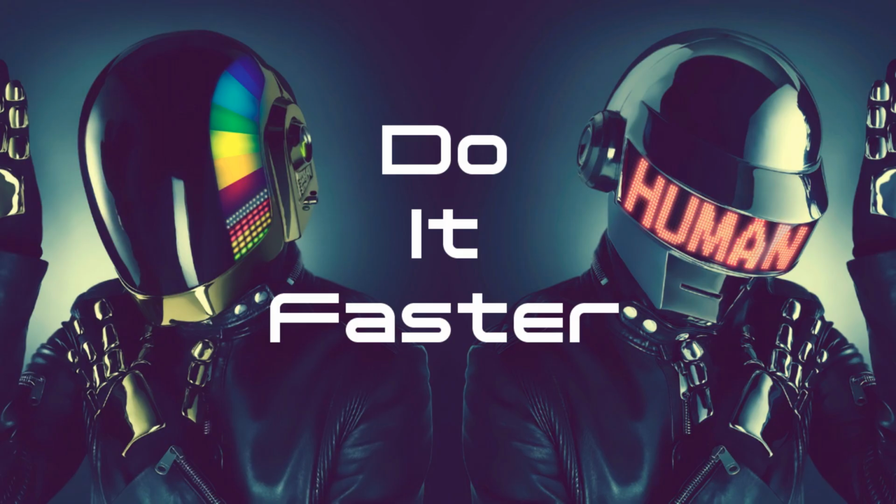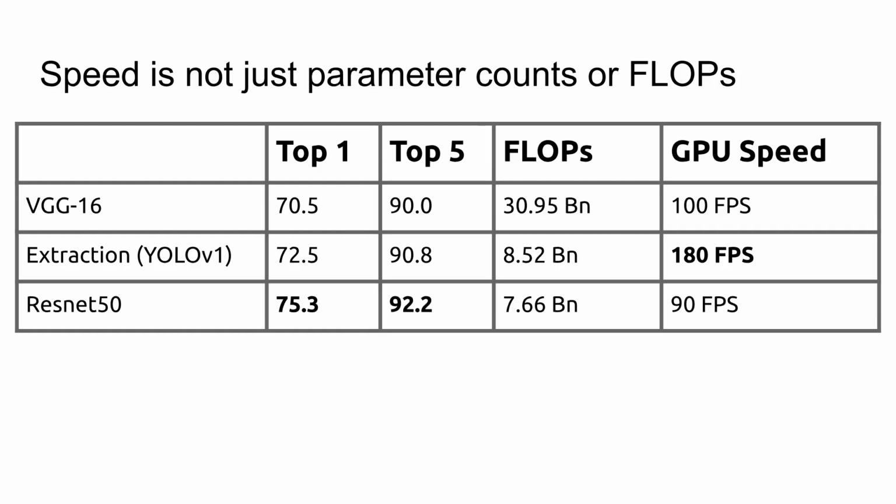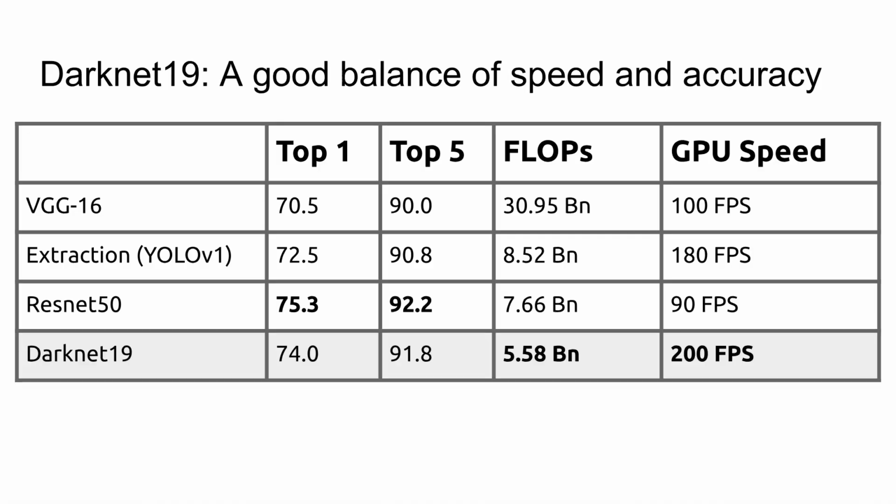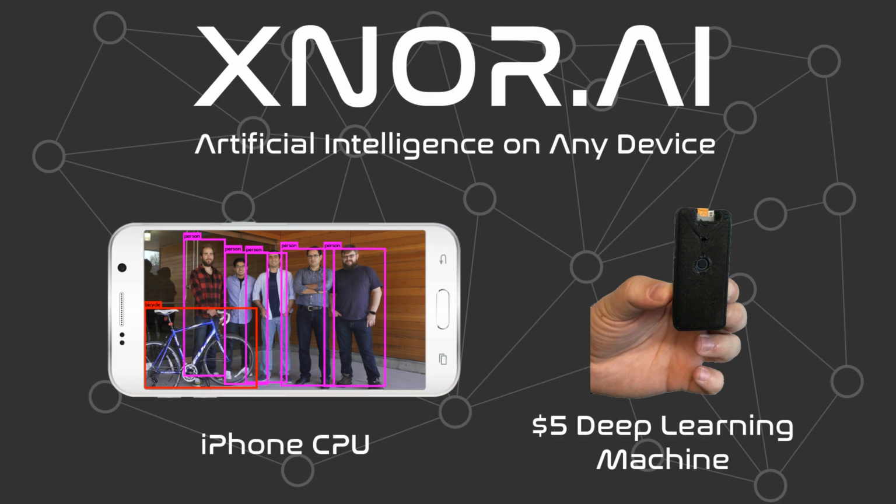Now we address the do it faster part, focusing on improving the speed of the Yolo model. Speed in deep learning isn't just about parameter counts or floating point operations per second, but actual inference time. DarkNet 19, a custom network architecture, is designed to strike a good balance between speed and accuracy for Yolo 2. DarkNet 19 replaces the custom network used in the original Yolo.